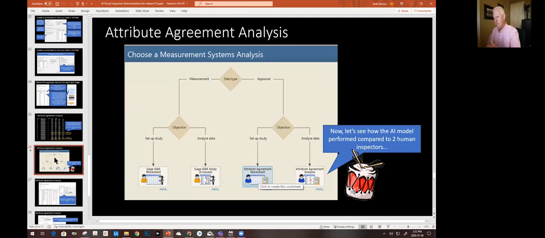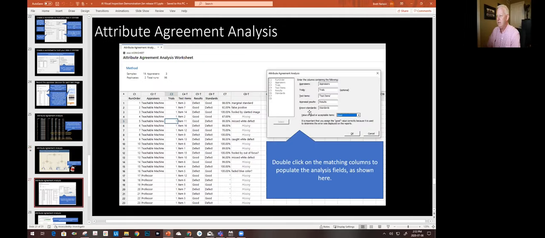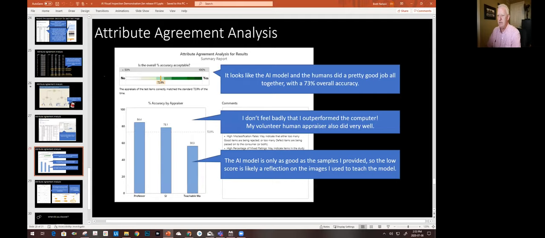Okay, so once you've got the data keyed into Minitab, then you can do this attribute agreement analysis. And you have to show it what columns all your data is in. So you just complete the fields here, really simple. And it gives you a number of graphs. So I've reproduced what I thought were the most useful or most interesting graphs from the Minitab analysis into my PowerPoint. Is the overall percentage accuracy acceptable? So it looked at all three people, me, my daughter, and the computer together as operators, as inspectors, and said, overall, you're about 73% accurate. Meaning 73% of the time, we collectively guessed the right thing or appraised the part properly.